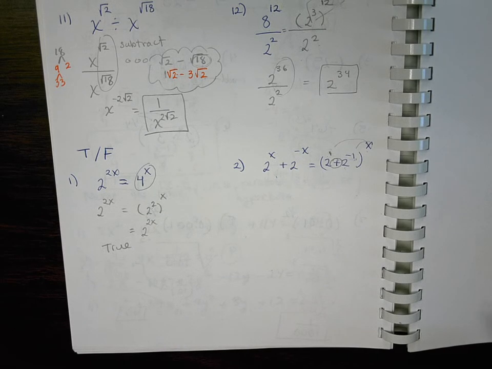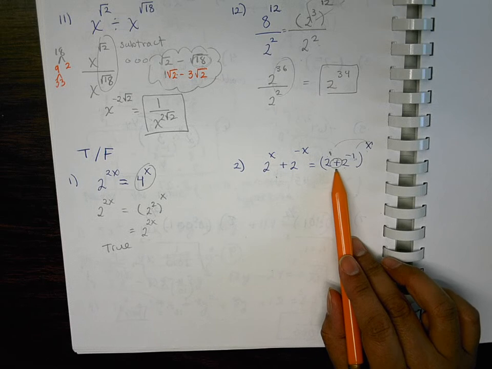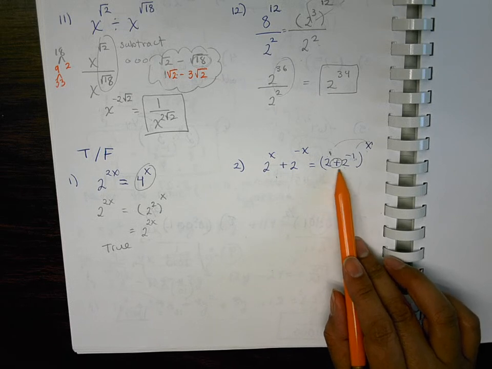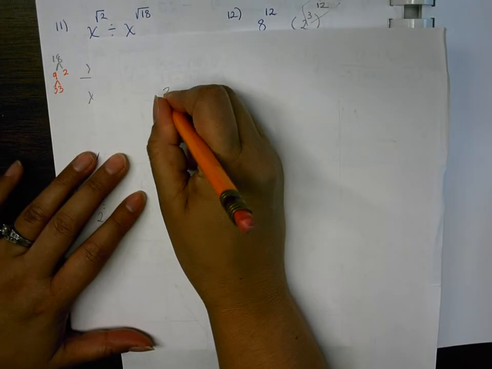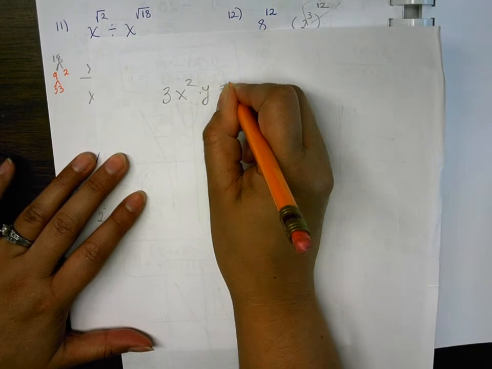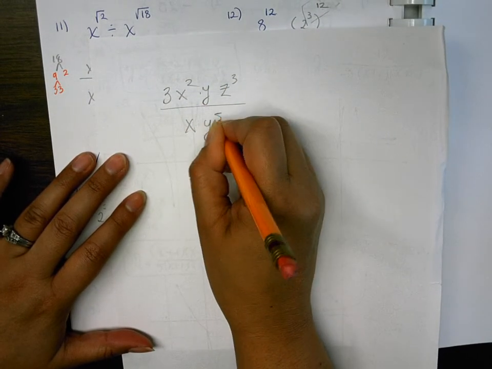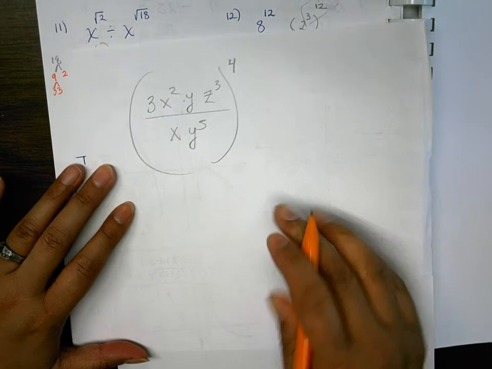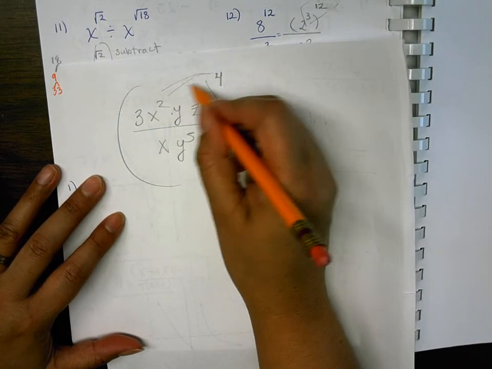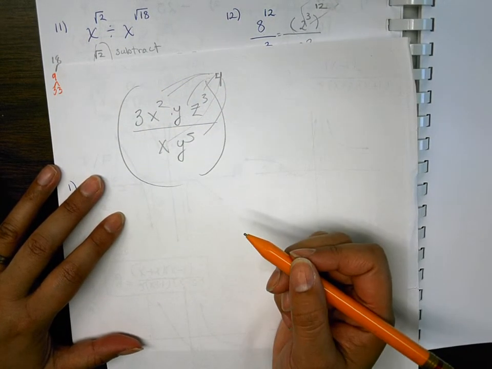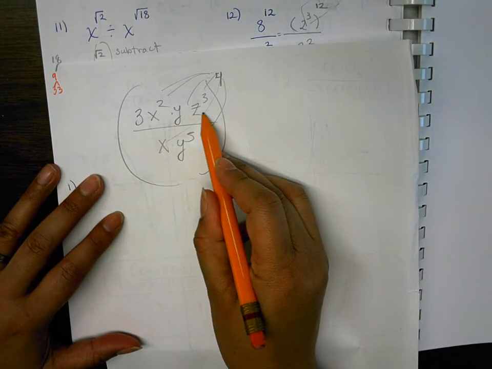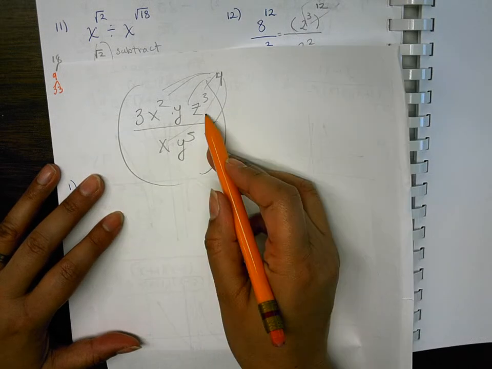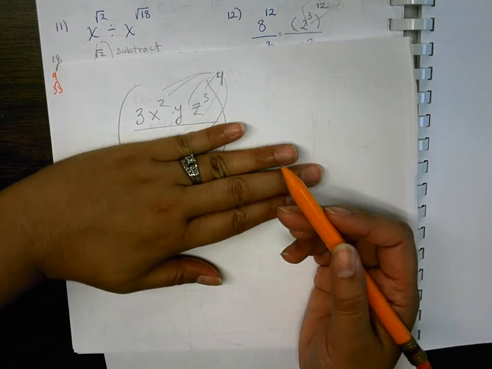No, you can only distribute exponents if that was a what? Multiplication or division. You can only distribute exponents when it's multiplication or division. So something like this, 3x squared y z to the 3rd over x y to the 5th, big parentheses, 4th power. Something like that you can distribute. Why did I make it so hard? Because I wanted to show you the multiplication. It doesn't matter how many terms, as long as it's all multiplication or division. It could just be that.